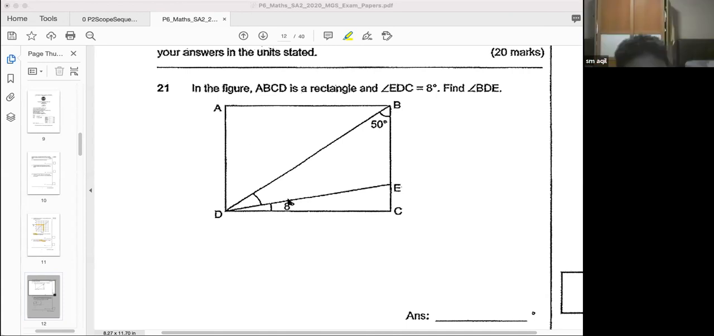Come. Angle and angel are different. BDE. Yeah. 180 minus 50. Okay, and then? So far correct. You got 130. Okay, and then? You need to divide by 2. No, how do you divide by 2? This is not isosceles. Okay, and then you need to minus 8. Good, minus 8, and then?